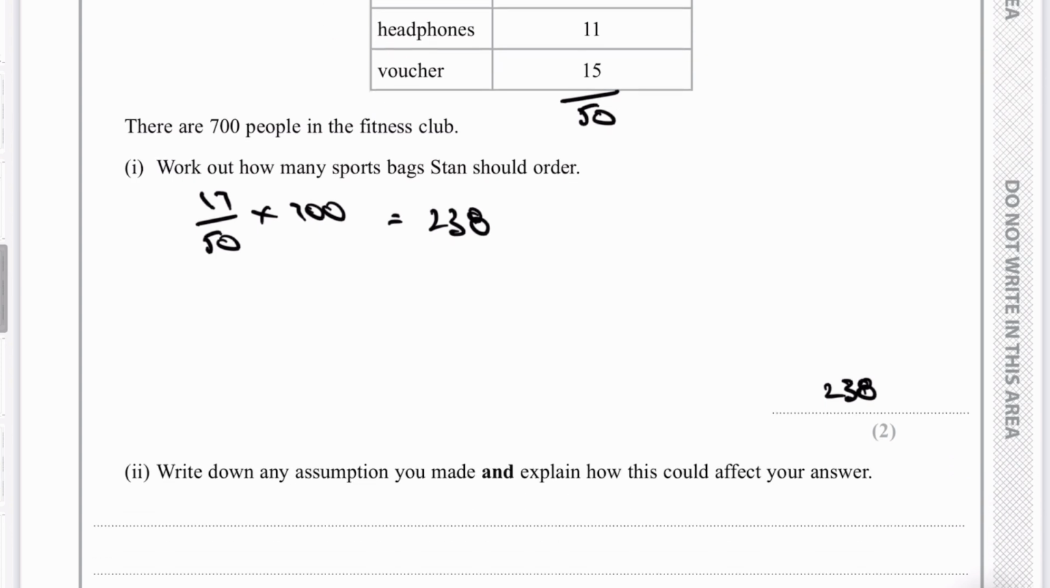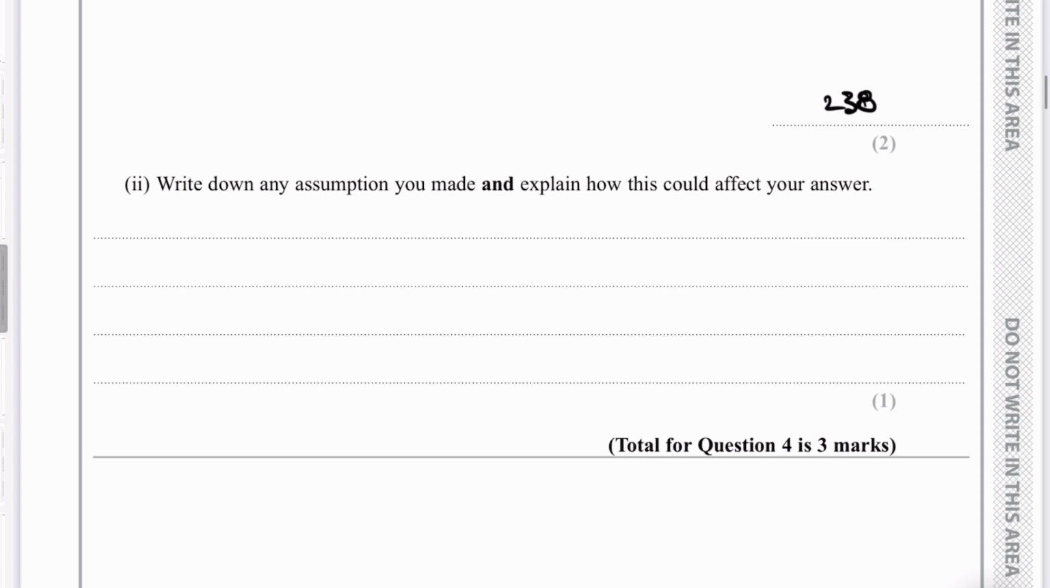Okay, and then finally it says write down any assumptions you made and explain how this could affect. Now this is unfortunately you're going to have to suffer with my particular writing, but this is a very standard 1 mark type question. I'm sure you appreciate they have to achieve 80 marks on the paper, so they will slot in these sort of interpretive questions.